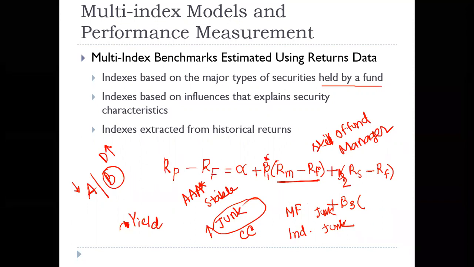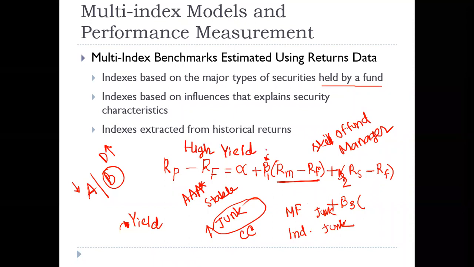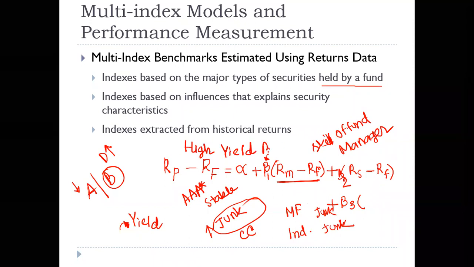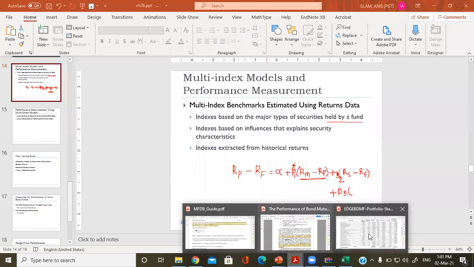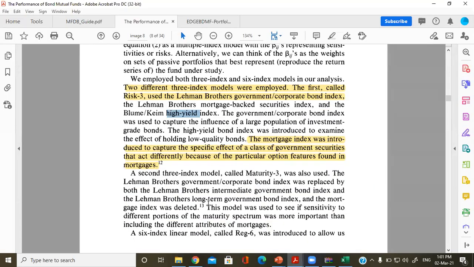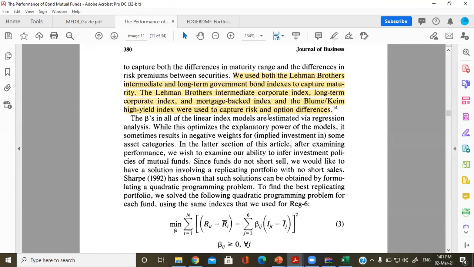Now, in that case, what kind of index do I have to include to estimate the proper alpha? We have to include an index which represents the high yield bond return. So that is the understanding of the Elton Gruber paper. And I would like to conclude today's session by showing you another one, where they used several indexes in another model.